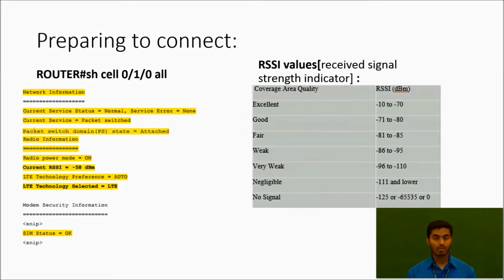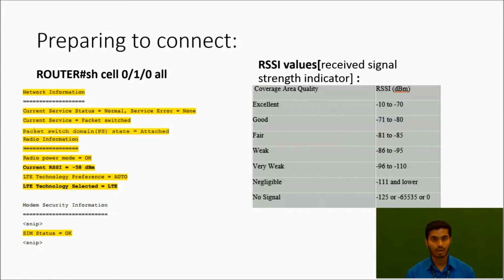And before we proceed further to configure the 4G, ensure that the SIM card is provisioned properly. This is how you do it. Do a show cellular interface all, and under the network information, ensure that the current service status is normal and the current service is packet switched, which means that it's provisioned.